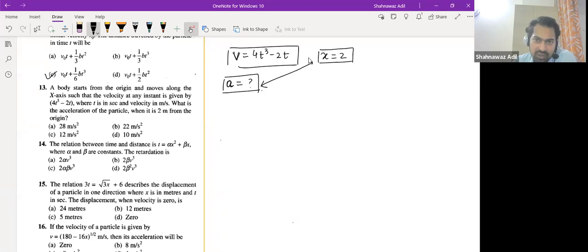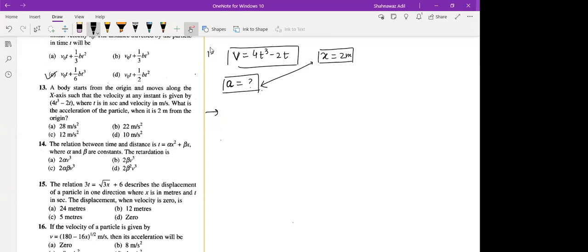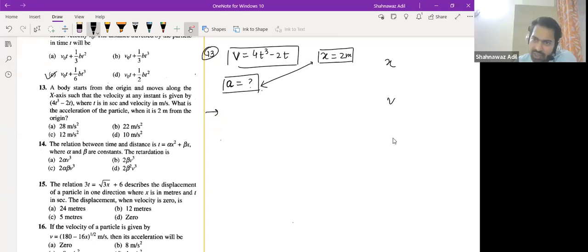So this is a very cross-correlated question. First, they have given that the velocity at an instant is this, right? And they want us to calculate acceleration. But they have also given that the position is 2 meters from the origin, so the x distance is 2 meters. So first, what can we calculate from velocity? We can calculate the acceleration from velocity by what? Should we integrate or differentiate? Integrate. Okay, so this is x, v, and a.